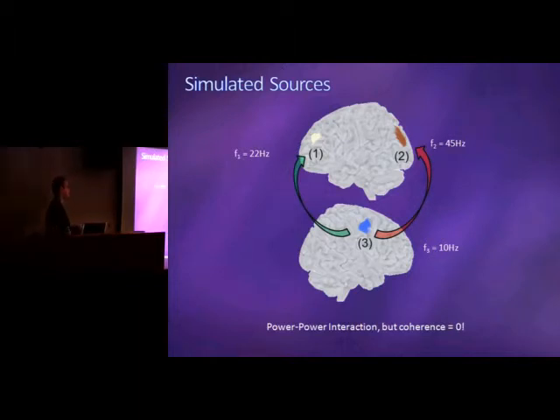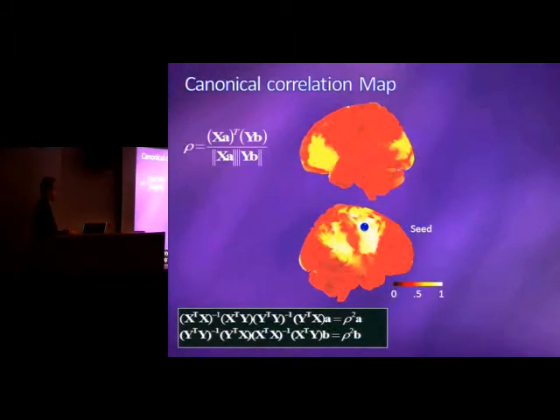So we simulated 3 sources. The third source was interacting with the first and the second, and notice the different frequencies. The relation actually was a power-to-power interaction and not in the same frequency. So coherence in this case, for example, would be 0. So what we did is we assumed to have a seed over here, and we computed the canonical correlation to every other location in the brain. And you can see that canonical correlation indeed maximizes in the desired location, and also some other undesired locations in this case.